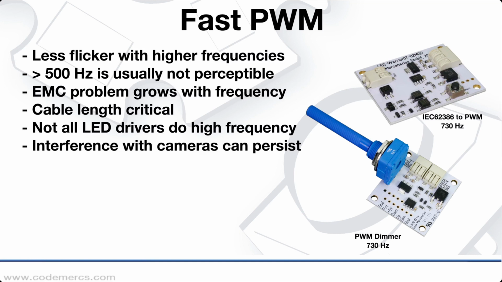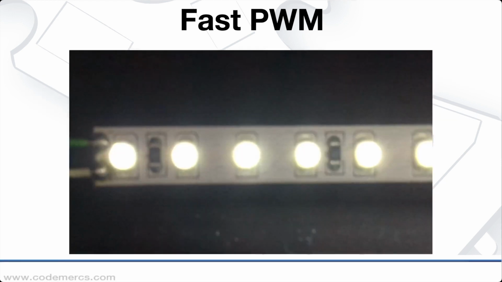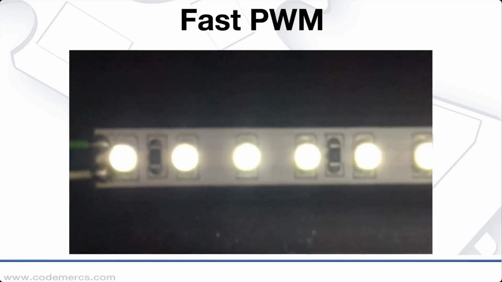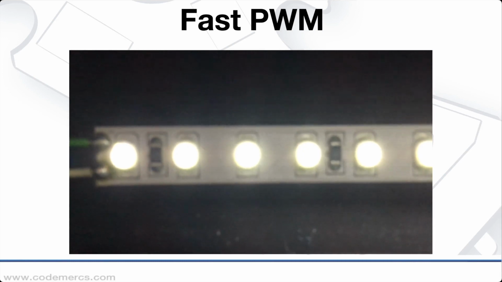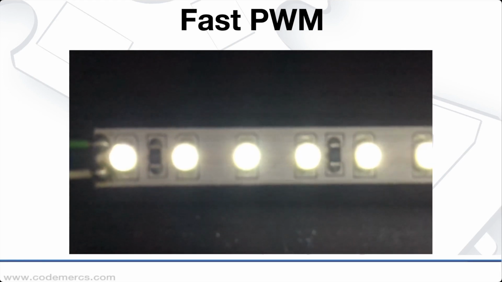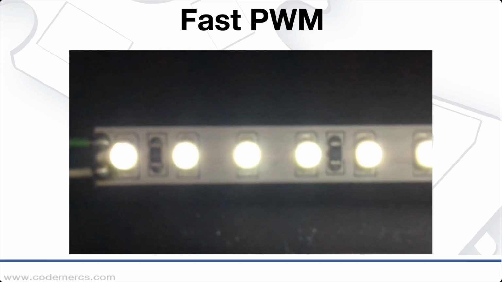Frequencies above 500 Hz are usually not directly perceptible, but other problems may arise, like electromagnetic compatibility, and not all LED drivers can do very high frequencies. In many of our designs we use 730 Hz as a good compromise. This example uses 730 Hz for the pulse width modulation. You can see there are still some artifacts with this specific camera, but with the naked eye there are no effects visible anymore.